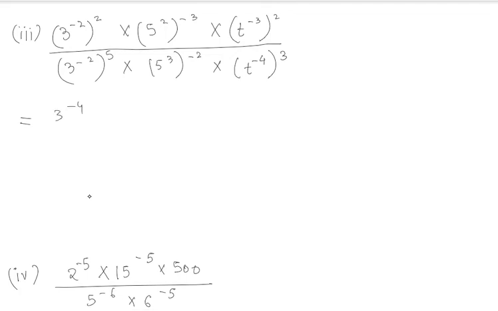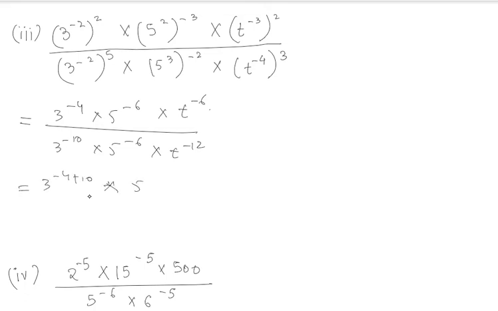3 to the power of minus 4 into 5 to the power minus 6 into t to the power minus 6 upon 3 to the power minus 10 into 5 to the power minus 6 into t to the power minus 12. So this becomes 3 to the power minus 4 plus 10 into 5 to the power minus 6 minus of minus 6, which becomes plus 6, power is 0, this becomes 1. T to the power minus 6 minus of minus 12 is plus 12. So this is 3 to the power of 6 into 5 to the power 0 into t to the power of 6, which is equal to 3 to the power 6 into t to the power of 6.